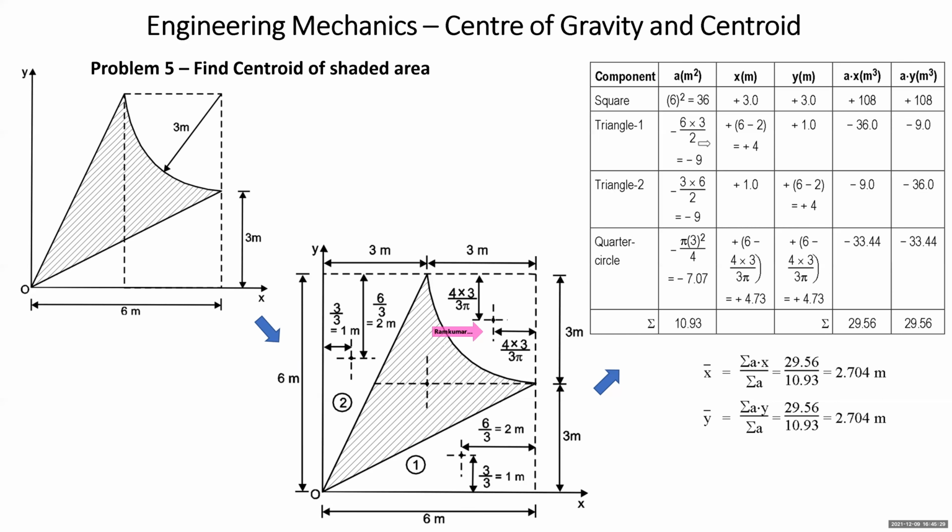The rest are all calculations, students. You need to use the calculators. You will get summation A, summation AX, and summation AY. X bar is summation AX upon summation A, and Y bar is summation AY upon summation A.